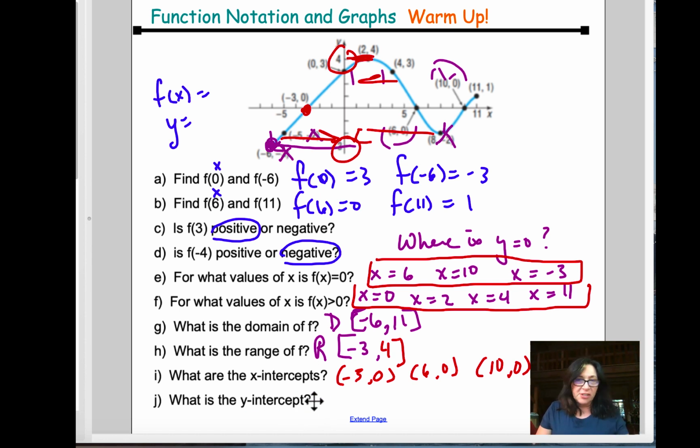My y-intercept, I just have one, where my graph crosses the y-axis, which is right here at 4. So where the graph crosses the y-axis, you would just say the y-intercept is 4. Okay.